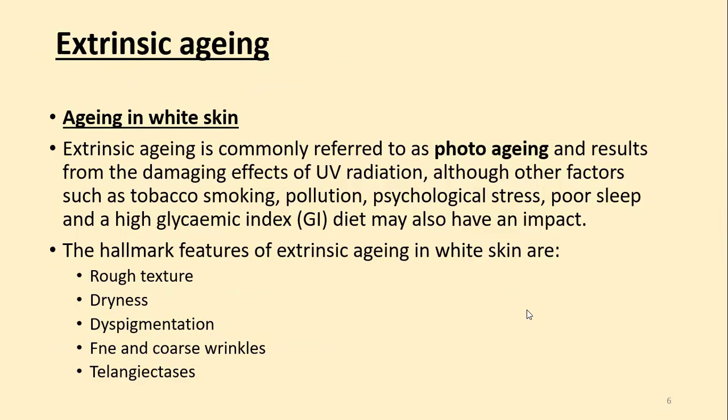Extrinsic aging. We will describe the extrinsic aging in two categories, the aging in white skin and aging in skin of color. Extrinsic aging is commonly referred to as photoaging and results from the damaging effects of ultraviolet radiation, although other factors like tobacco smoking, pollution, psychological stress, poor sleep, and high glycemic index food and fizzy drinks also implicate. The hallmark features of extrinsic aging are the rough texture, the dryness, the dyspigmentation, fine coarse wrinkles, and telangiectasias.